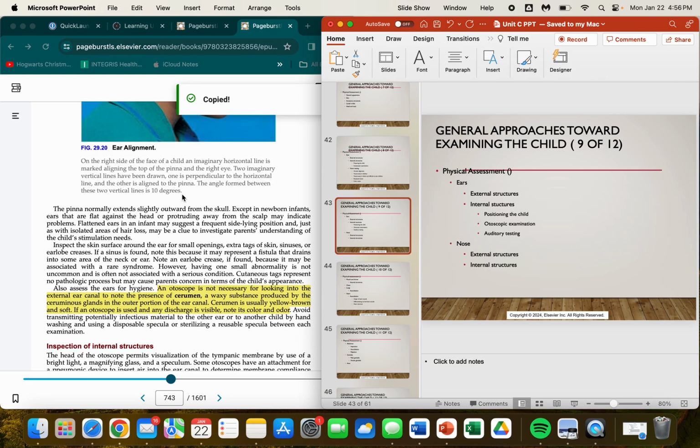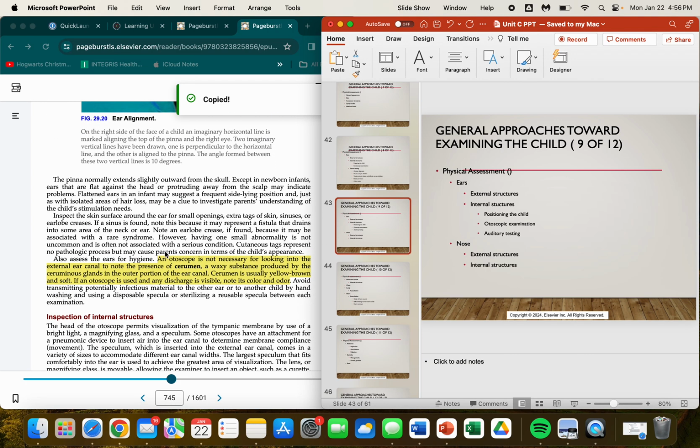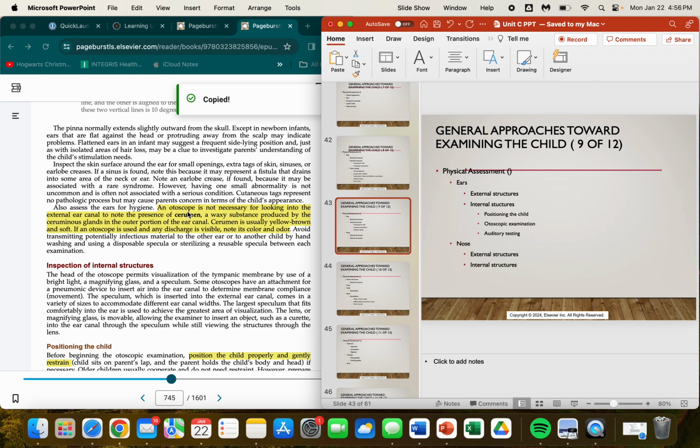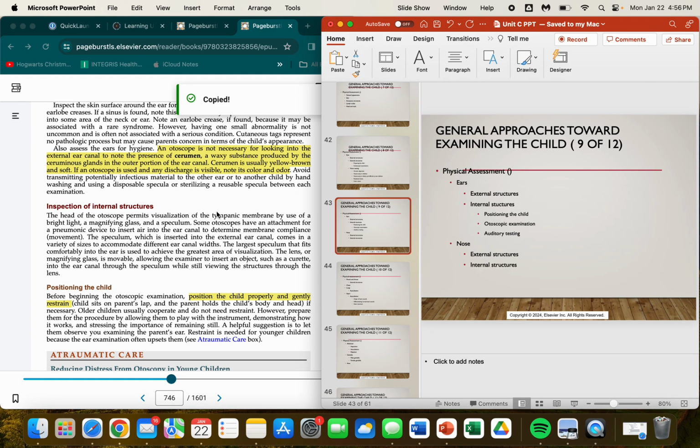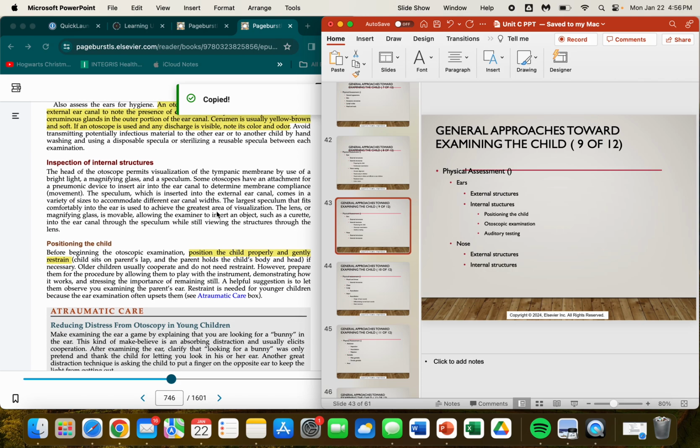We don't even actually have to use an otoscope to look at the external ear. So we may see discharge, or you could see earwax come from the external ear. That earwax is called cerumen. It's usually yellow-brown, but if you note some strange color discharge, that's obviously something to be noted.